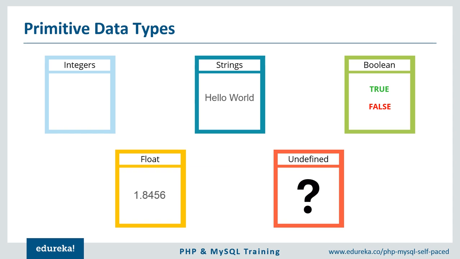Then the fourth type is boolean, which is a binary of true and false. And the last type is undefined, and that is when you do not actually give any definition to a variable or a constant for that matter.